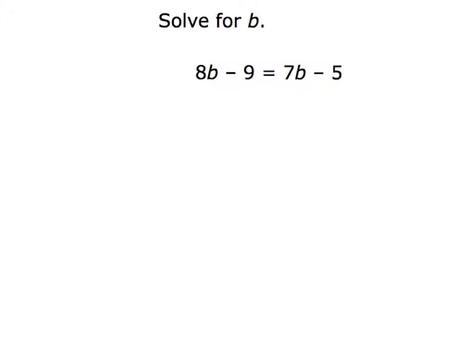Okay, it's time to solve some equations with variables on both sides. As you can see, we've got one here where we've got 8b here and we've got 7b here. The only way we can ever solve an equation like this is if we can somehow get all the variables together on one side of the equal sign and then just constant numbers on the other side. Once we get that done, it's usually either a one or a two-step equation that we have to solve, and by now we're really good at doing that.